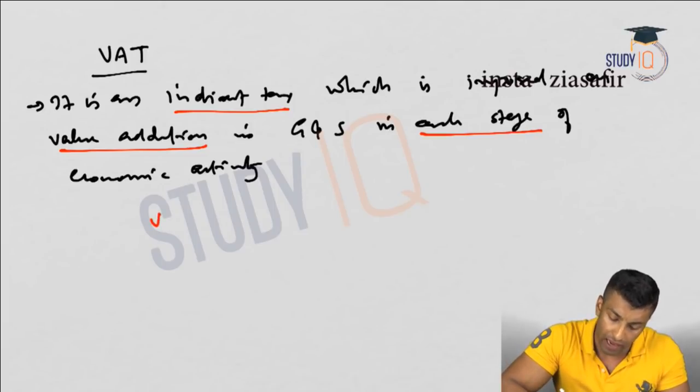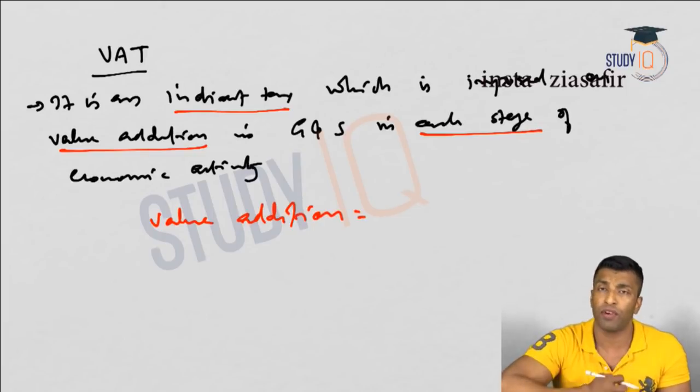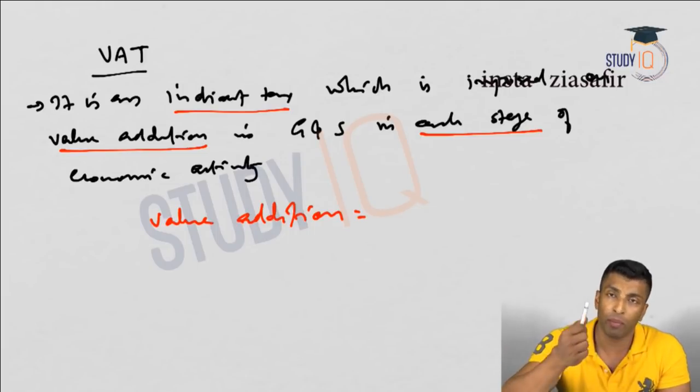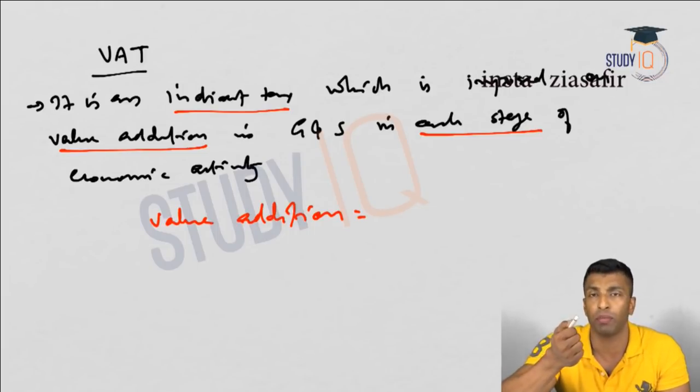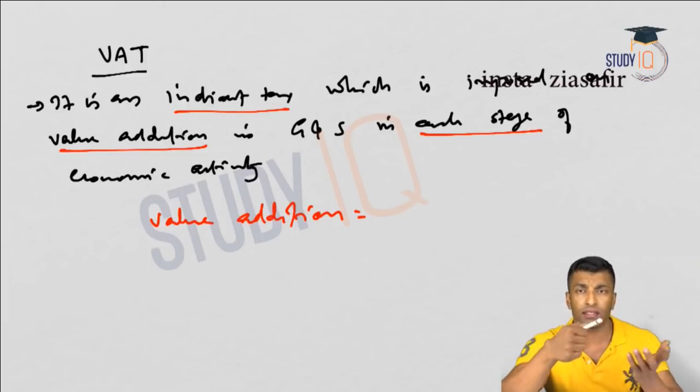Now what do you mean by value addition? Value addition is the value of output minus value of input. That is what the value addition is. So the raw material cost of this particular pen will be X, and the cost of this pen will be Y, which means the value addition is actually Y minus X.